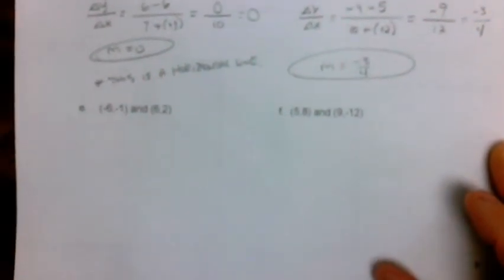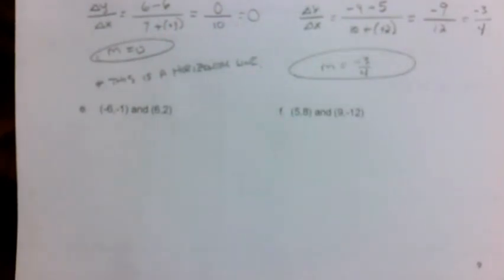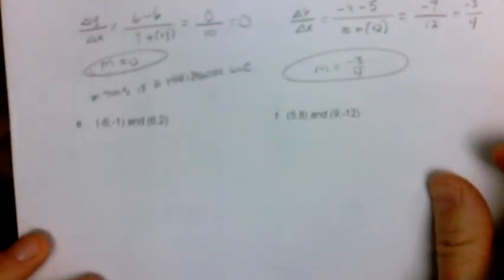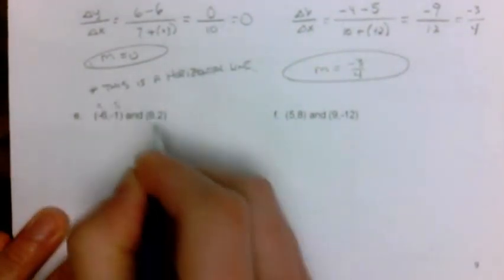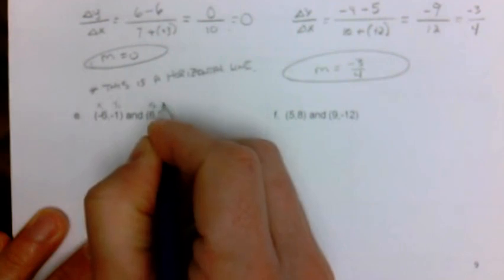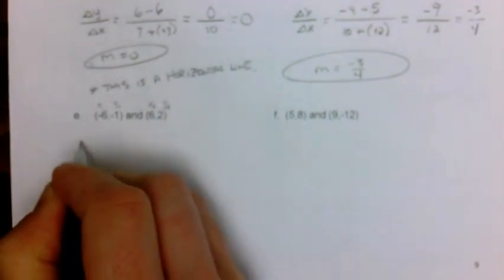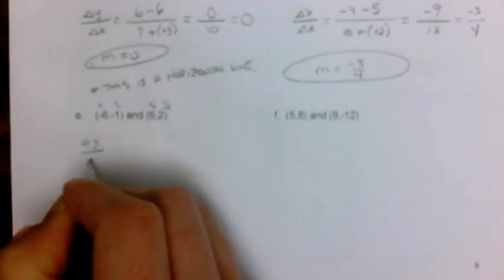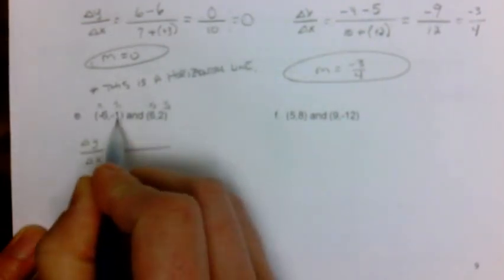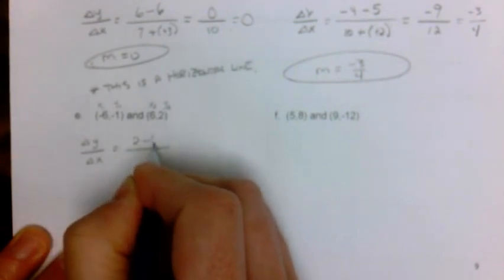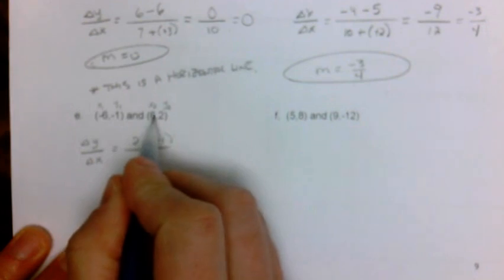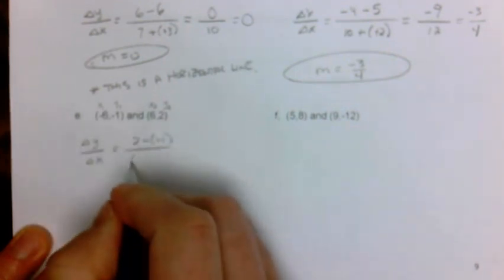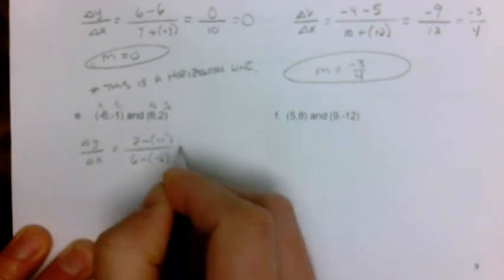In our next example, the line goes through (-6, -1) and (6, 2). All right, so this will be point 1, x1, y1. This will be point 2, x2, y2. To get the slope, we need the change in y over the change in x. To do delta y, we do y2 minus y1, 2 minus negative 1. And then to do delta x, we do x2 minus x1, 6 minus negative 6.